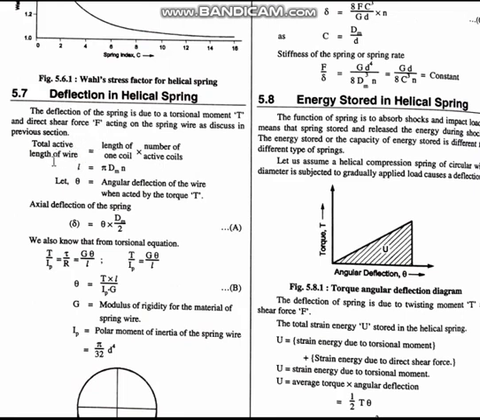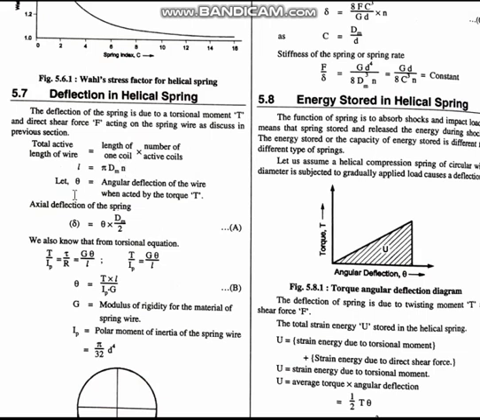Total active length of wire is equal to length of one coil into number of coils. Total active length of the wire means, suppose this spring was not there, it is initially only a long straight wire. What is the length? That is L. So length of one coil is the circumference pi d. How many coils are there? N number of coils. So with this length of the wire, what spring can you make? You can make a spring of diameter Dm and number of coils n.